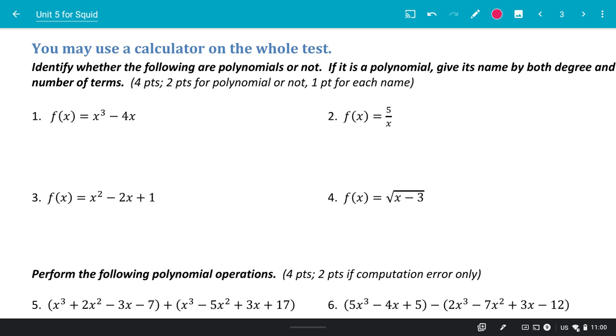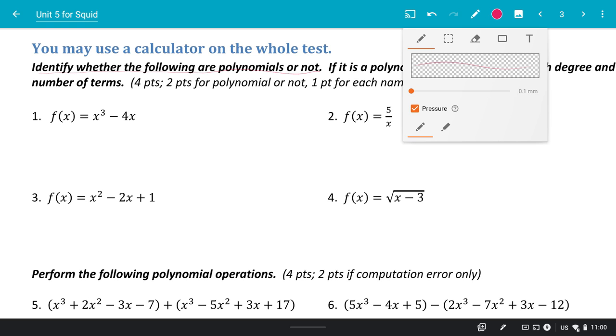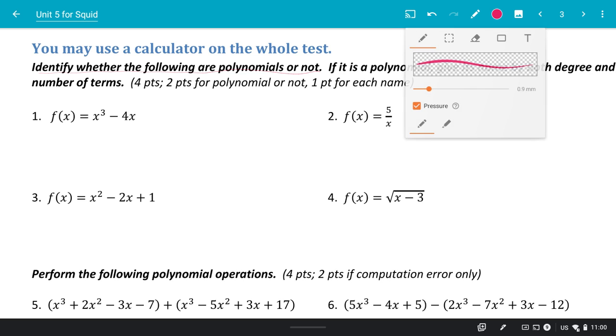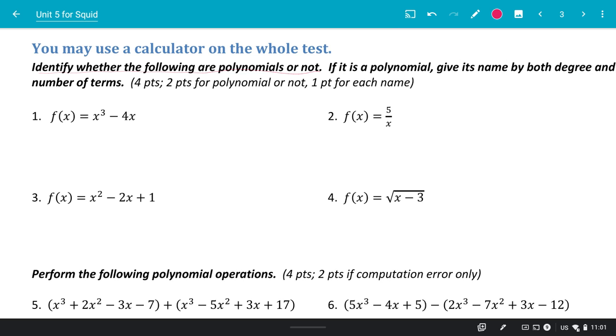Okay, there's two things we need to do. One, we need to identify if it's a polynomial or not. How did we determine if it was even a polynomial? What things were we looking for or not looking for? No roots. It can't have any roots in a polynomial. What else can you not have? Can't have an x on the denominator either. So, you can't have an x on the bottom and you can't have any square roots.